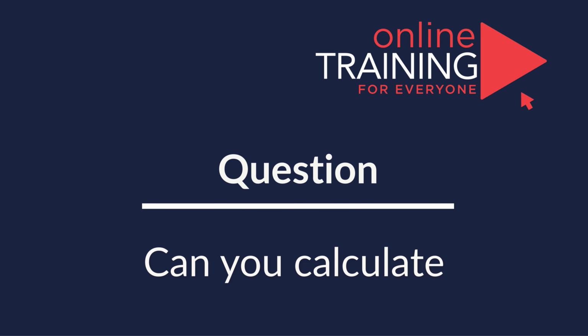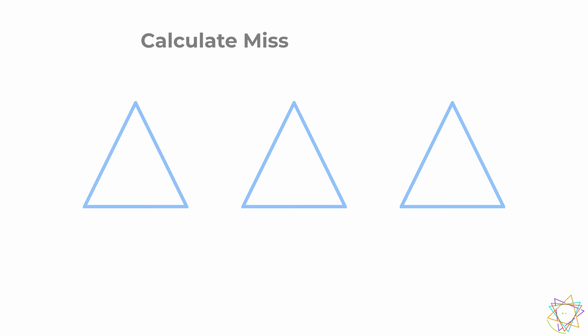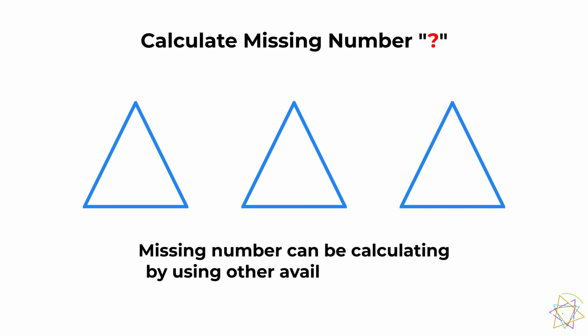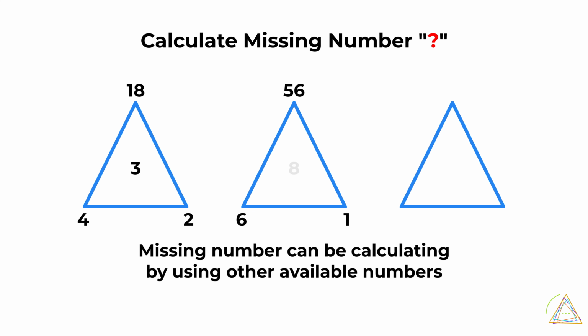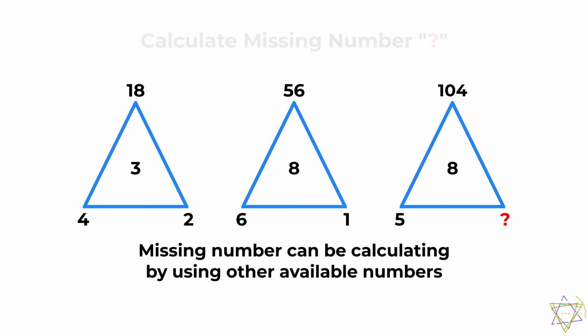Here's a very interesting question you frequently see on the test. You're presented with 3 triangles. Each of the corners of each triangle has numbers. For example, first triangle has number 18 on the top, numbers 4 and 2 at the bottom, and number 3 in the middle. Second triangle has numbers 56, 6 and 1, and number 8 in the middle. Third triangle has number 104 on the top, number 8 in the middle, number 5 in the bottom left corner, and 1 missing number in the bottom right corner.